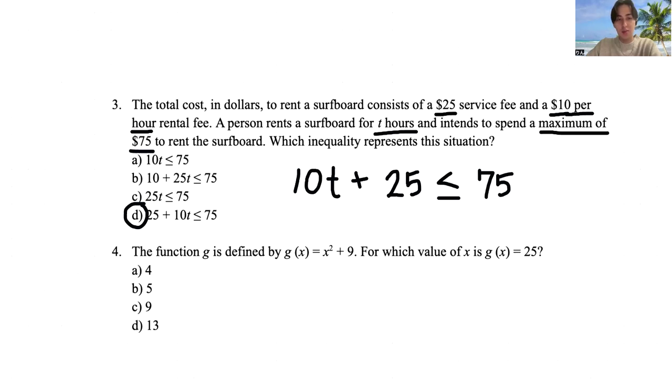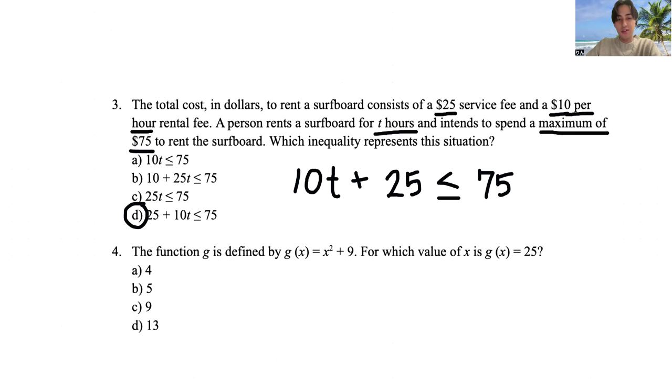In this option B, T is being multiplied by 25, whereas D, the answer, is being multiplied by 10. So it's just a matter of placement. The 25 just shows first in the option, but that does not change the value whatsoever. So let's go on to number 4.